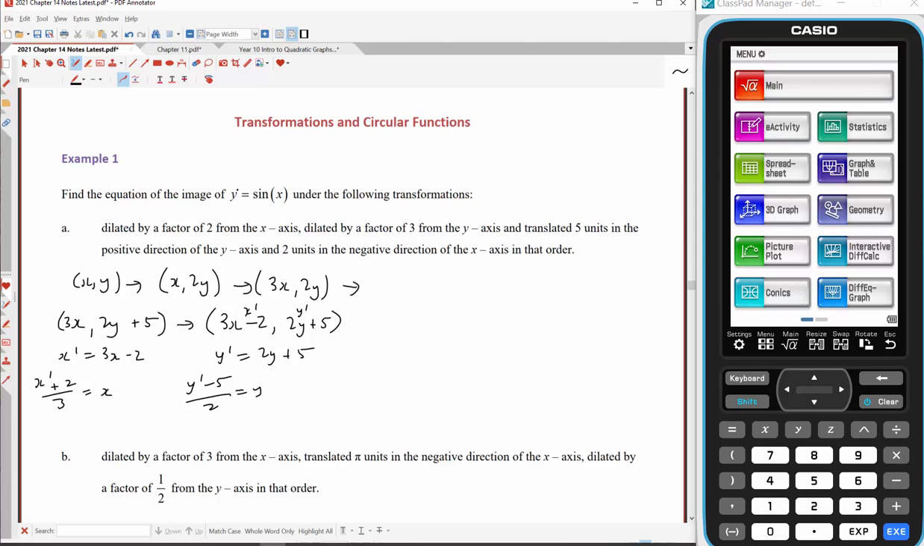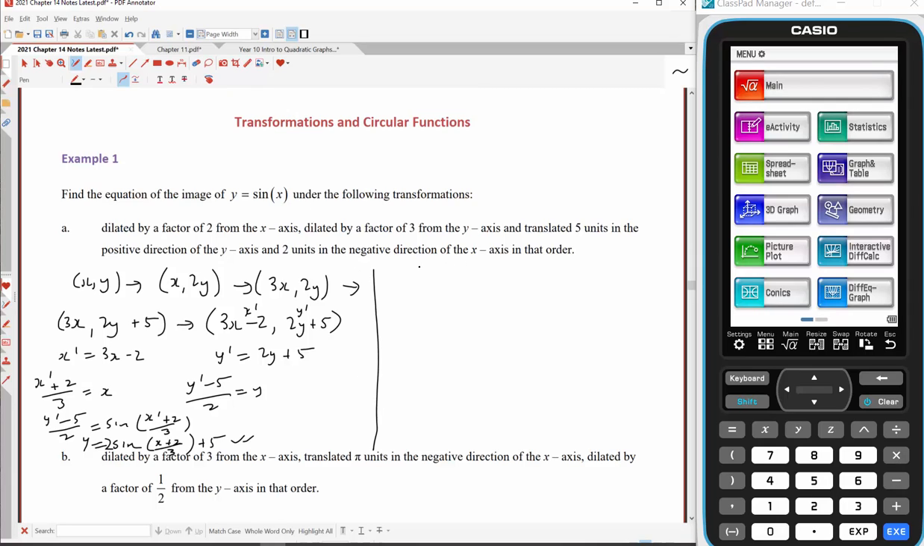Alright, new function time, so sub in y and sub in x. So y dash take 5 on 2 equals the sine of x dash plus 2 on 3, multiply by 2, add 5, y equals 2 sine of x plus 2 on 3, plus 5. Alright, so there's our new function after these transformations.